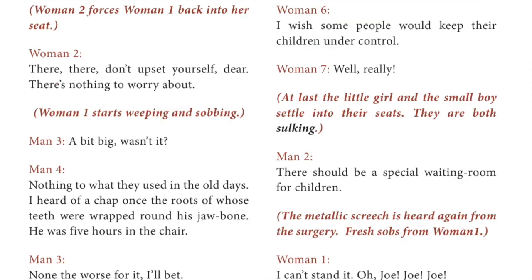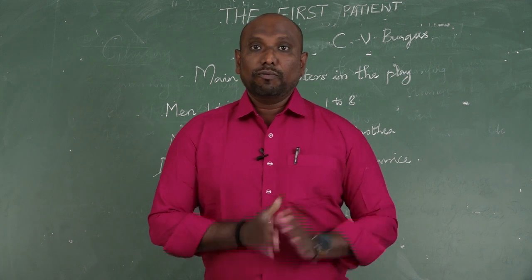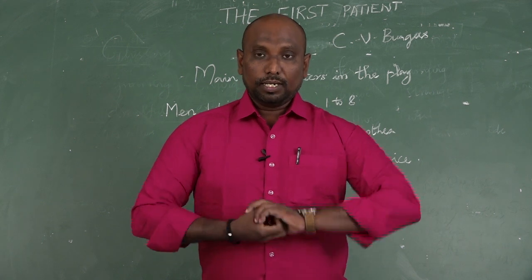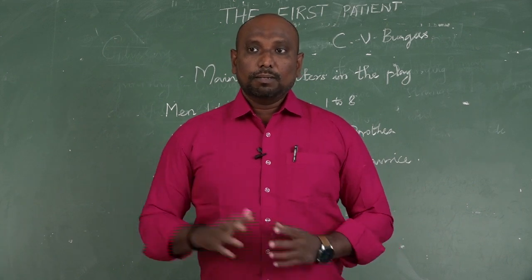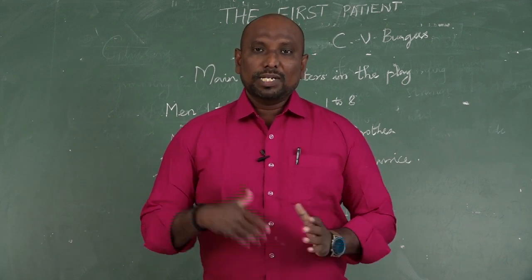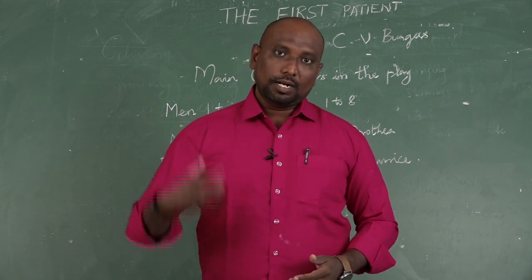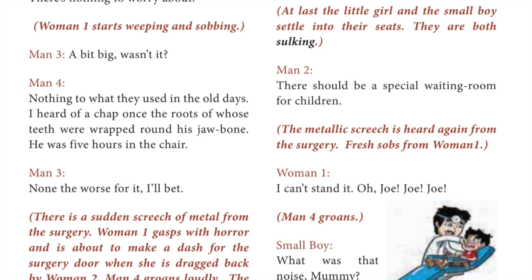Woman 6: I wish some people would keep their children under control. There is a fight between Dorothea and Maurice. Woman 7 and Woman 8 are trying to separate them. At last, Woman 8 controls this and asks Dorothea and Maurice to sit down. Woman 6 says we have to keep children under our control. At last, the little girl and the small boy settle into their seats. They are both sulking.